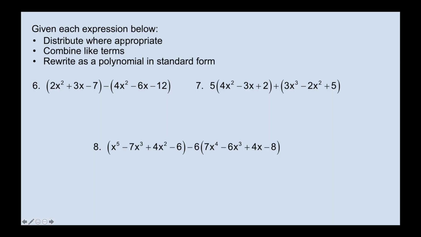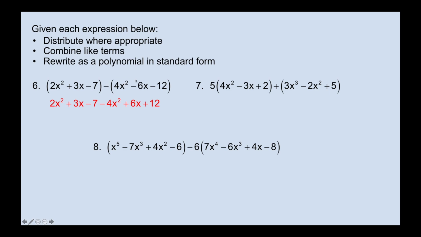The directions here say that we're going to distribute where appropriate, we're going to combine like terms, and then we're going to rewrite the polynomial in standard form. So as we start with question number 6 here, I'm going to scan through and look for anything that I need to do. And the only thing that needs to happen here is I need to distribute this negative throughout the expression. So here when I do that, I leave this first expression alone for now, and I can just drop those parentheses because nothing is distributing in.